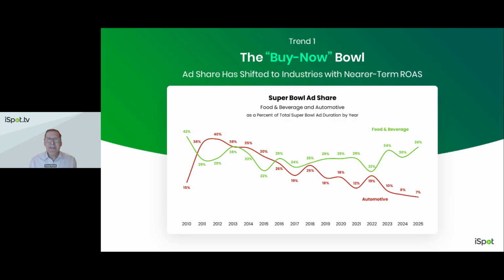But it's not a bad thing for automotive to have a lower percentage. For the brands that do step into the fast lane and advertise during the big game, they have exclusivity. As Sean mentioned, in this case, Stellantis was the only automotive advertiser that advertised in the big game, and that 7% was Jeep and Ram.